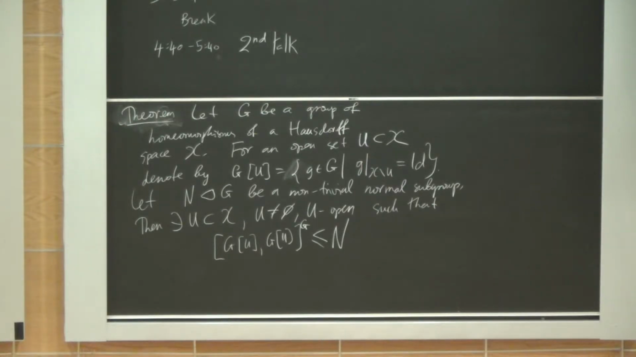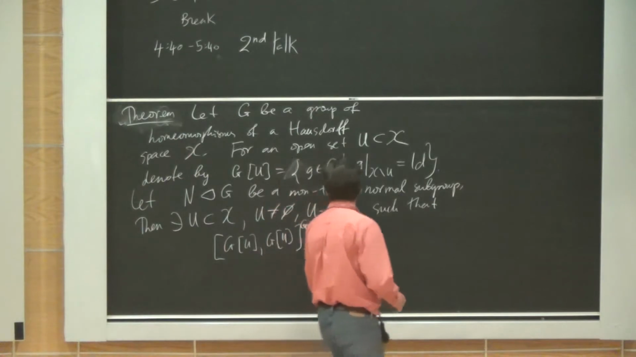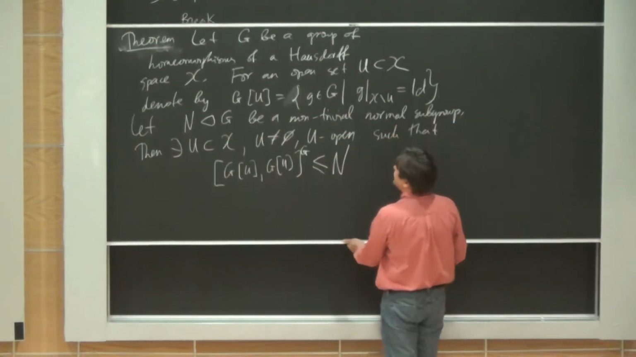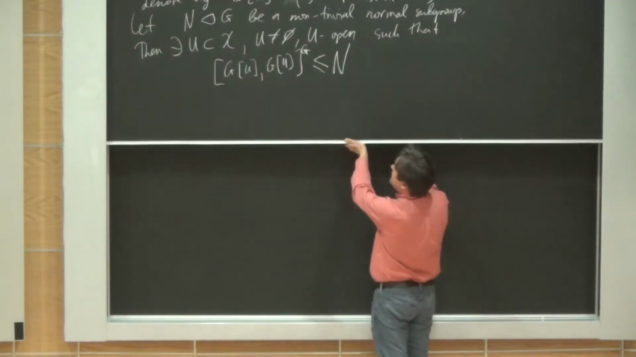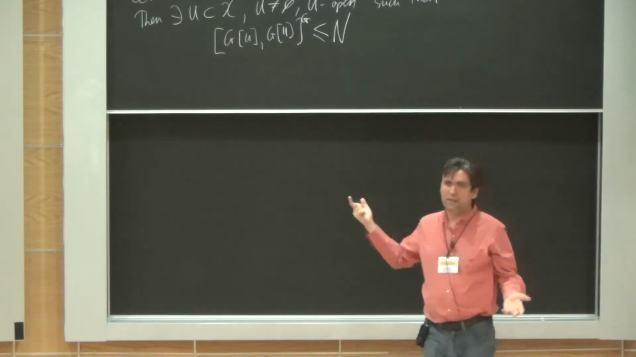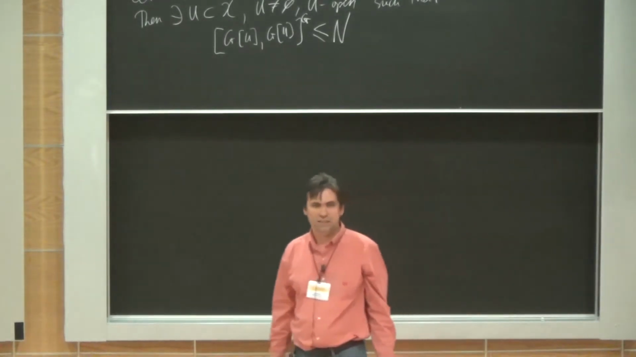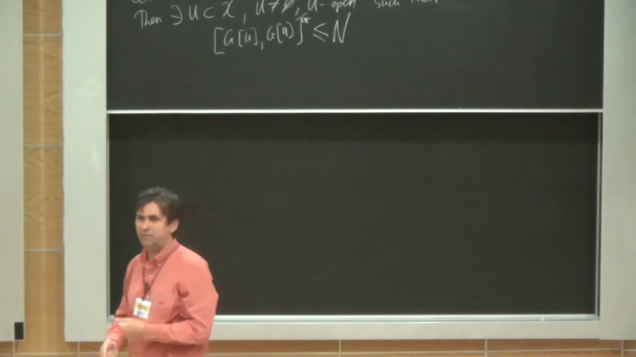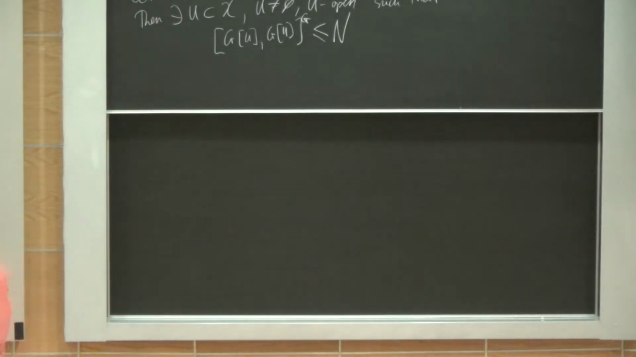The proof is very simple. I think implicitly this theorem, maybe I shouldn't call it a theorem, a lemma, is used almost in every proof of simplicity of homeomorphism groups, but in different versions of the same lemma.